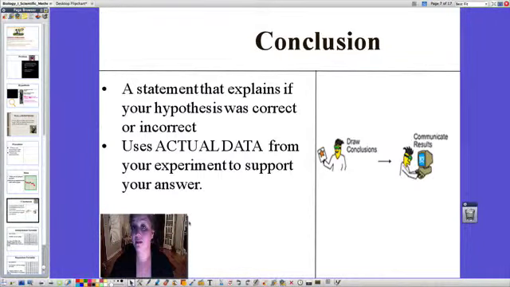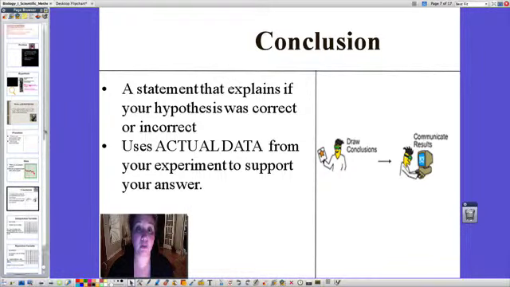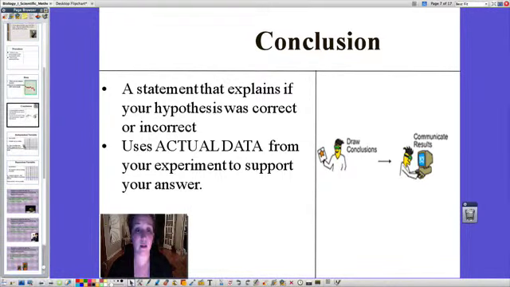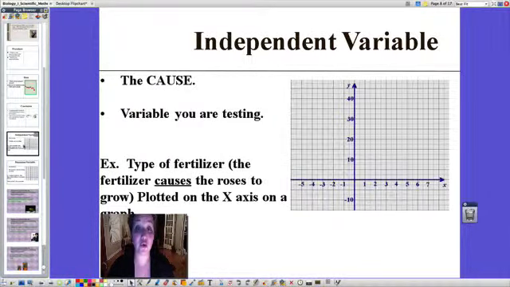The data that we write needs to be organized. It's showing you what your measurements are. It's your proof. So yes, there's a lot of math. And of course, we have the conclusion, a statement that explains whether your hypothesis was correct or incorrect. Your actual data from the experiment should be in your conclusion. That's what's backing it up.